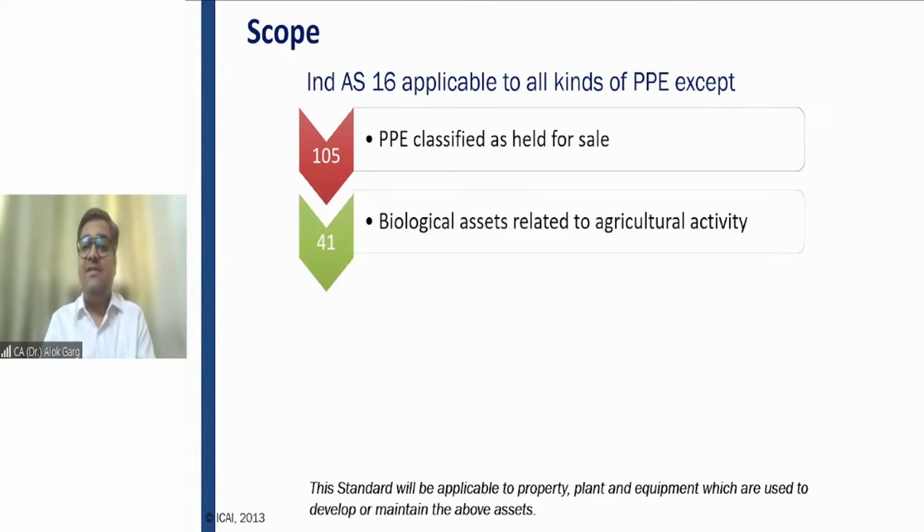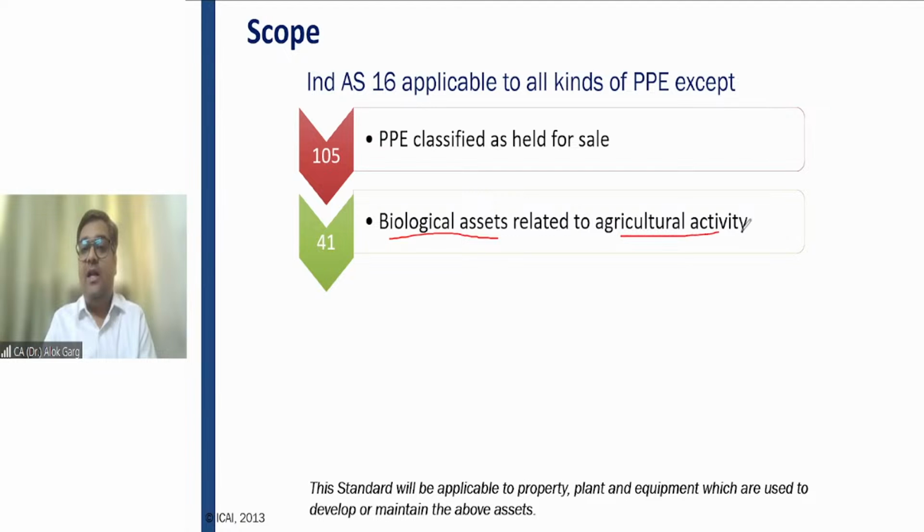Biological assets related to agricultural activity. What is meant by biological asset? Biological assets means living animal or plant, right? Living animal or plant. This is the meaning of biological assets. So friends, biological assets are outside the purview of this standard. Why? Because there is a separate standard, Ind AS 41, which takes care of biological assets, right?